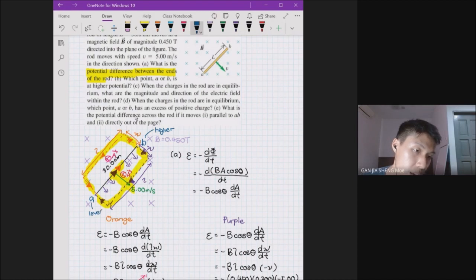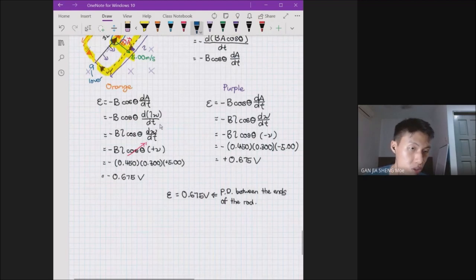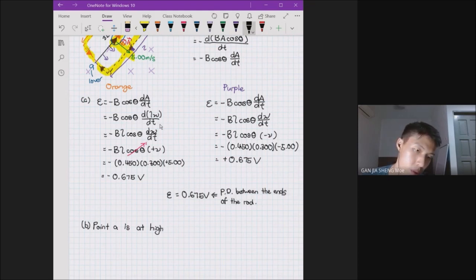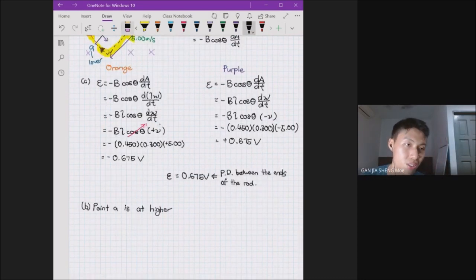By looking at the direction of the induced EMF, you can determine where the charges are accumulated. That place will be higher potential. So point A is at a higher potential. Point A or point B? Point B is at higher potential. Sorry.